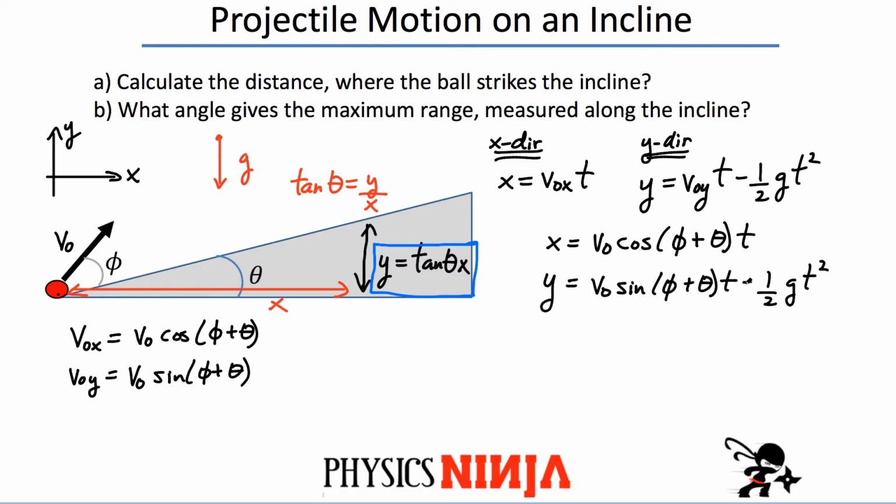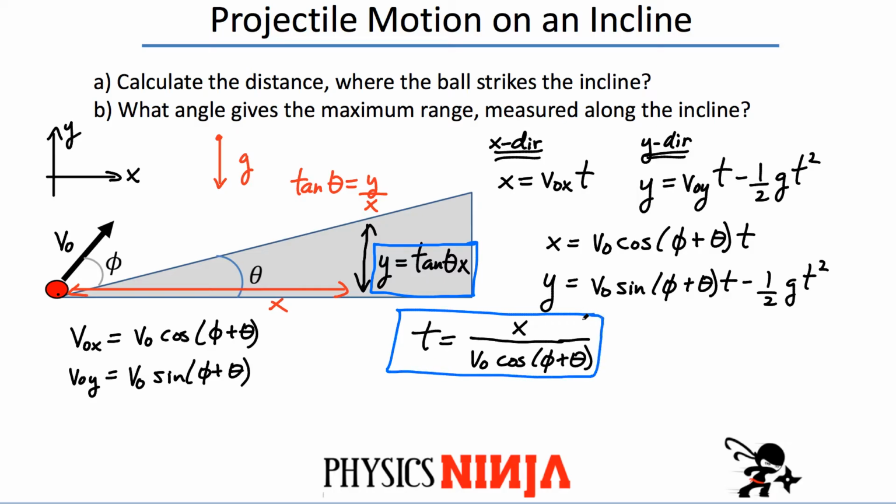Now, in order to have just one expression, I'm going to eliminate time in this second equation, using the information I have for the x component. I can see that the time from my x equation is simply x divided by v0 cos of phi plus theta. We can substitute this into the equation for the vertical position of my projectile and have y as a function of x. There are some complicated trigonometric functions in there, but that's not really a big concern for us.